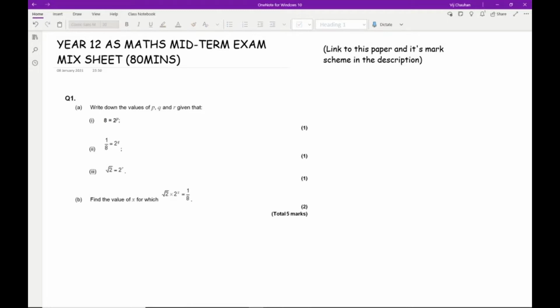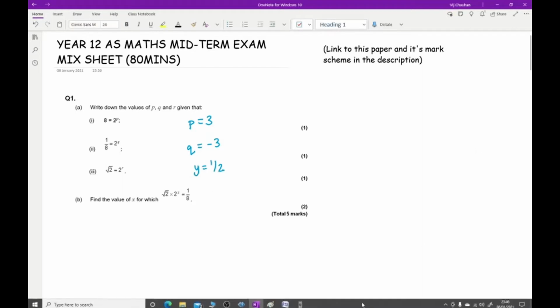So for question AI, the answer there is p equals 3. For question AII, the answer there is q equals minus 3, and for III it's going to be y equals a half.